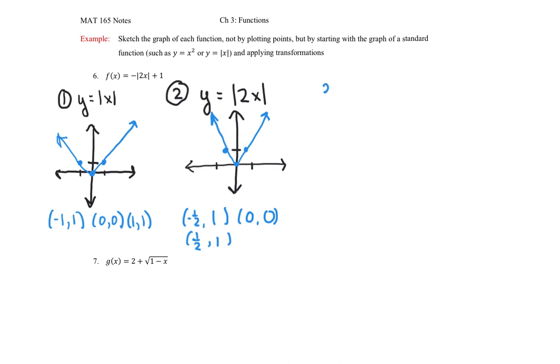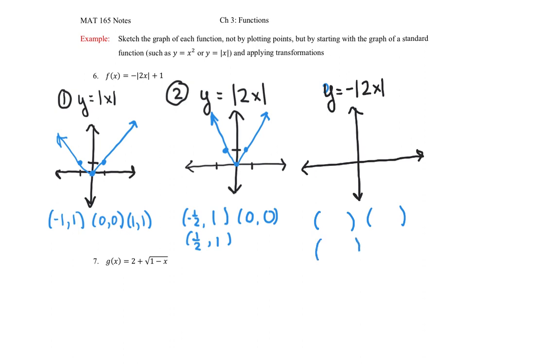Now, we have to consider the negative outside of our absolute value next. And if you recall, that's going to be a reflection over the x-axis. So with our 3 key points, we are going to have to take the opposite values of our y values.